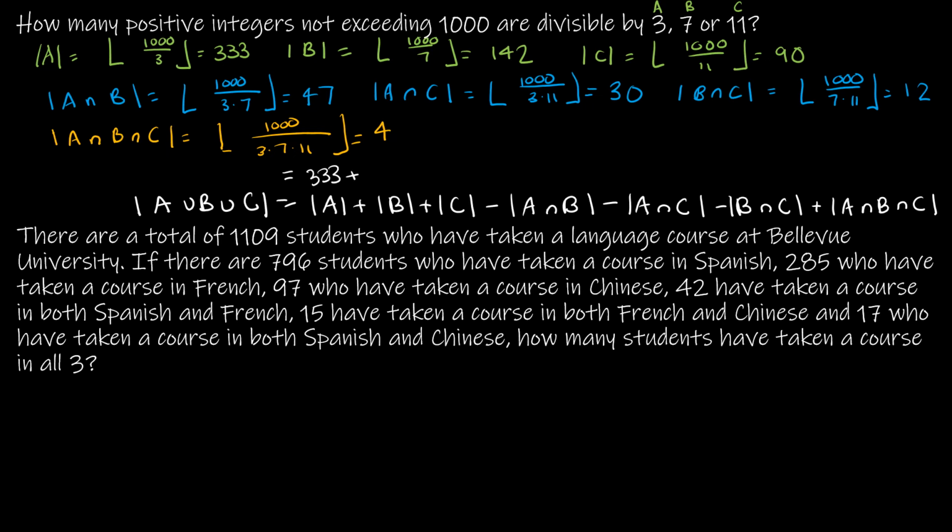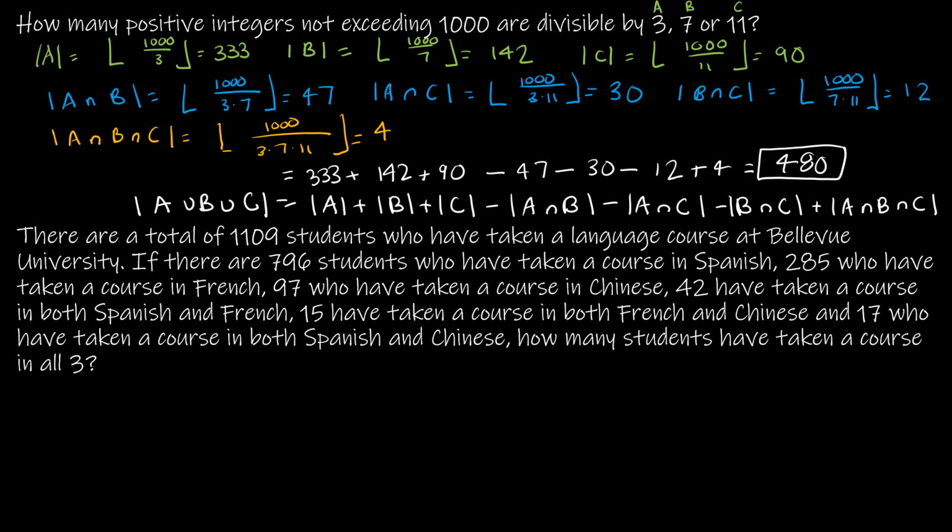So our solution then is just to replace the cardinality of A with 333 plus B 142 plus C 90, and then minus A intersect B, which is 47, minus A intersect C, which is 30, minus B intersect C, which is 12, plus 4, which is the intersection of A and B and C. And our final solution is 480.